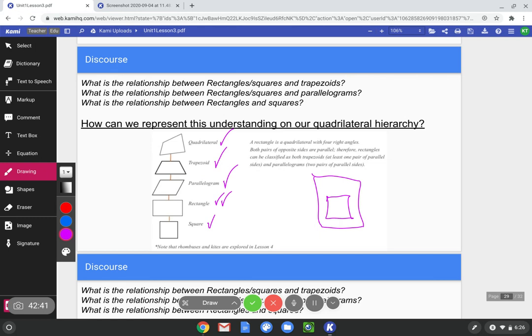Remember, shapes in geometry, especially quadrilaterals, it doesn't have to be one or the other. You don't have to be a parallelogram or a trapezoid. You can be all at once, and we can see that here with this quadrilateral hierarchy of a square. You don't have to choose which category or family that you're in. You can be in all families and all categories at once.